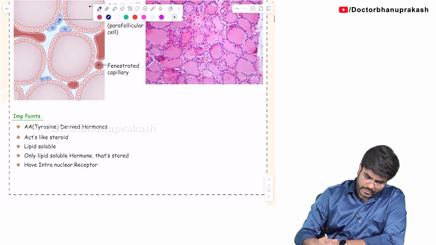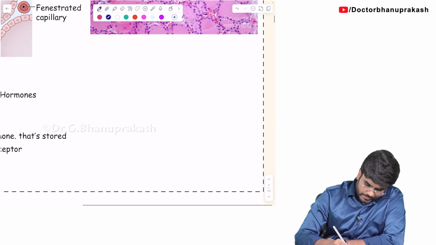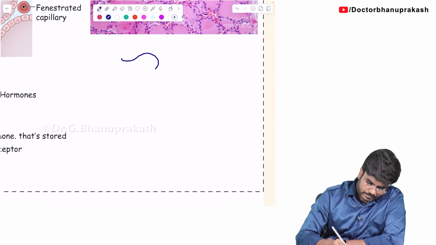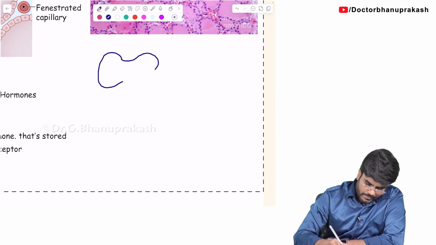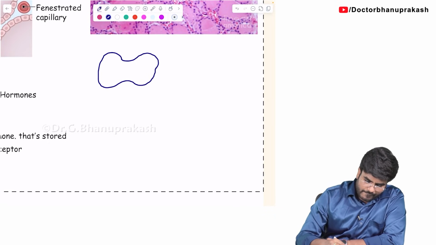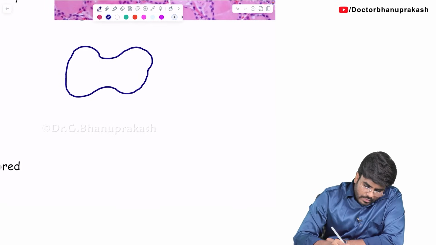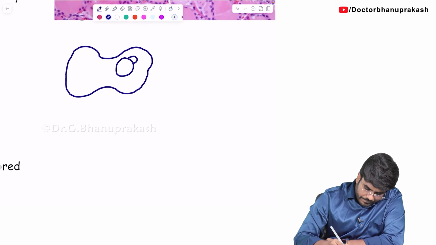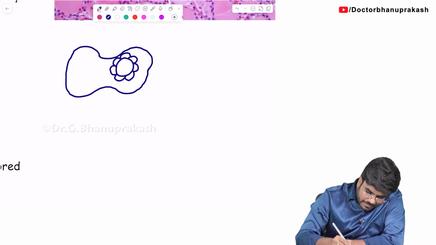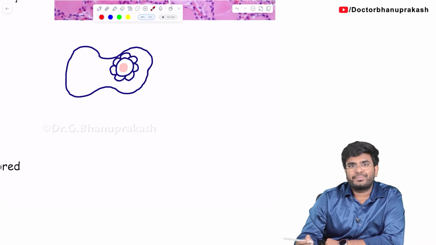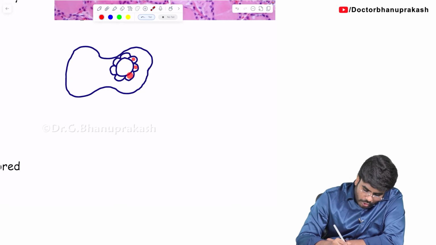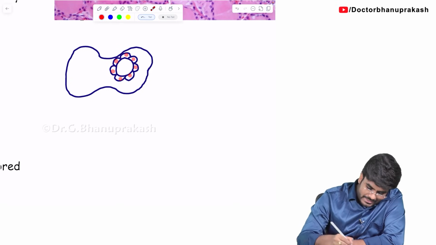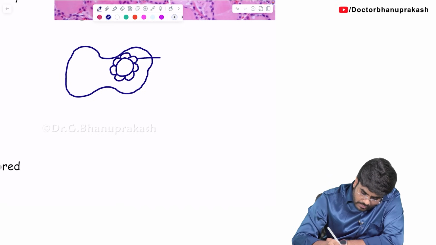Now, look here guys. Let me show you a thyroid gland. In the thyroid gland, you can see these cells which I am showing. In the center there is a space and there are cells surrounding that space. The central space is called the colloid, and the cells surrounding this colloid are called follicular cells. Write here, guys, these are follicular cells.